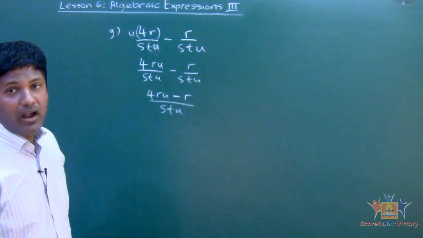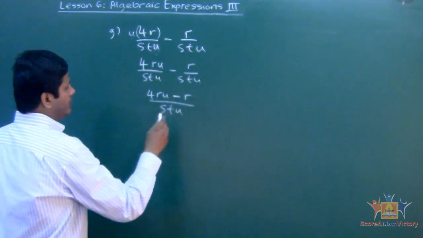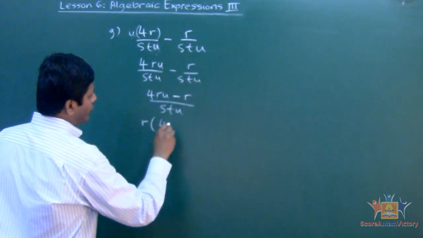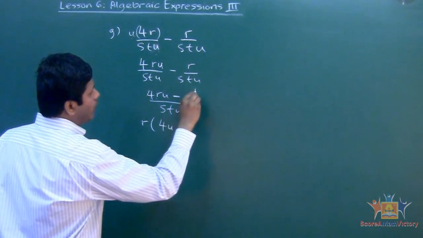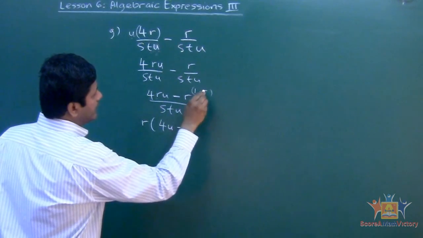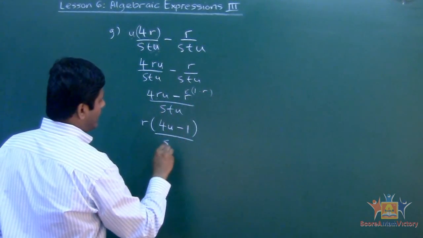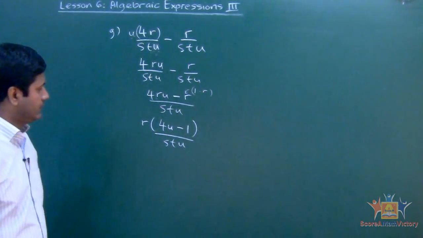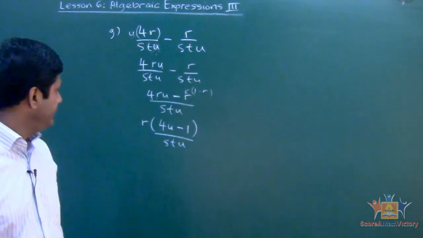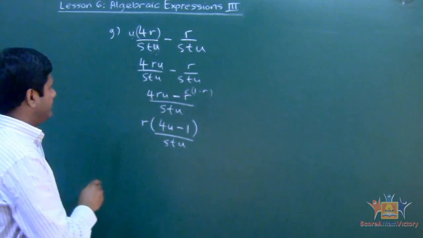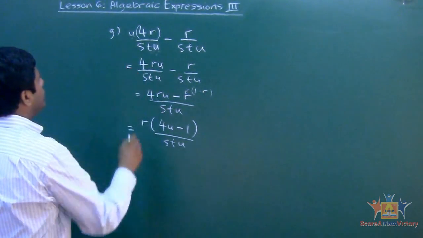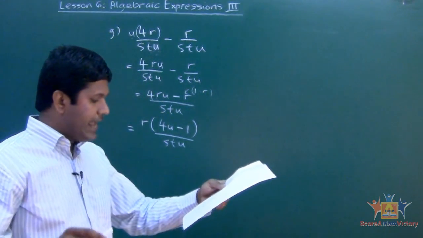Now, can I factor r out? Yes, you've got r here and r there. So take r out, left is 4u minus, this is actually 1 times r. So when I take the r out, left is 1. So 1 over stu, right there. That's the proper way of writing it. So you factor the r out. That's what it means, simplifying it. Okay, good.